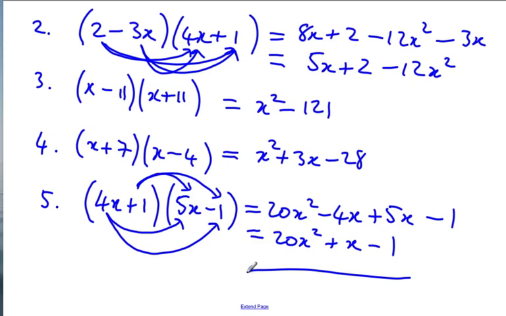You always simplify. Always simplify. Now, put up your hand quickly if you've got 5 out of 5. Who got 4 or 5? 4 or 5?